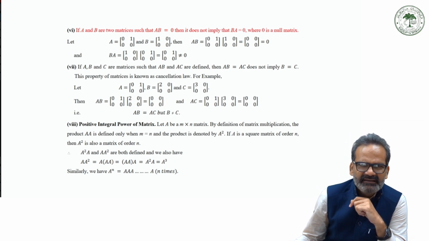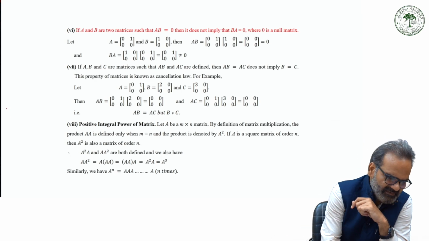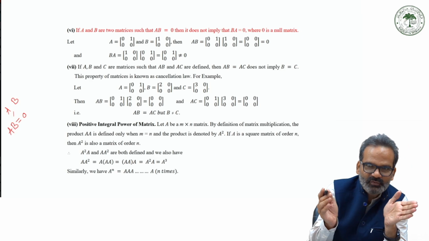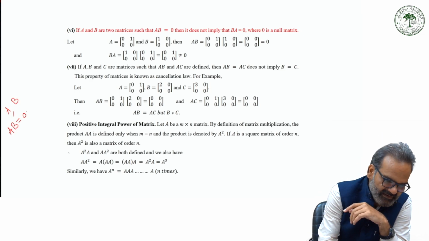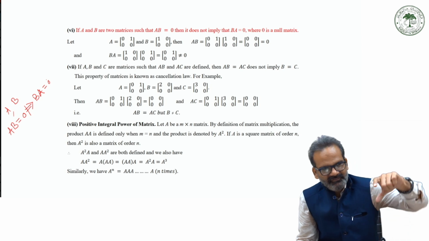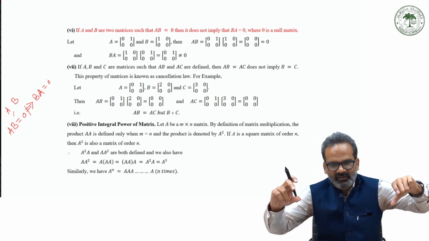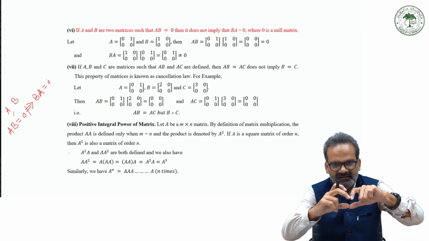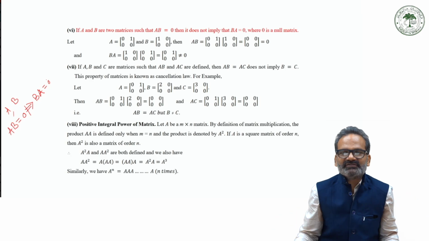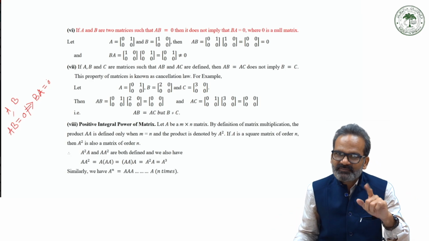If A and B are any two matrices such that, what does it mean? A and B are any two matrices. If we multiply AB, the product of these two may be 0. But if the product of the two matrices AB is 0, then it does not always imply that the product BA is also 0. Are you getting the meaning of this property? If we take two matrices A and B, we find out the product AB first. AB is a zero matrix. Then it is not necessary that BA is also a zero matrix. This is what this property refers to.